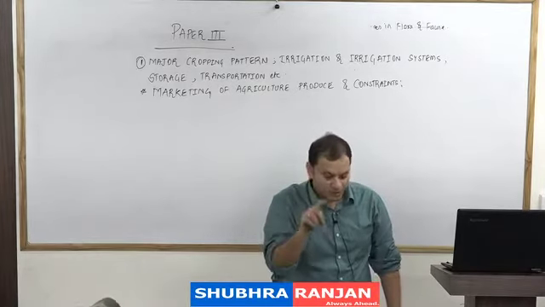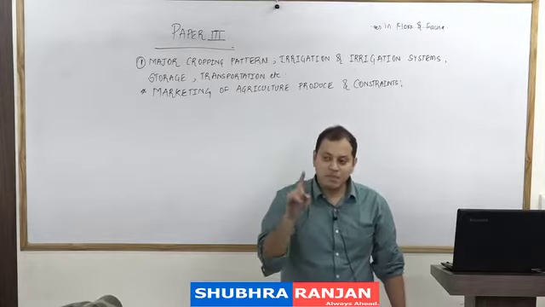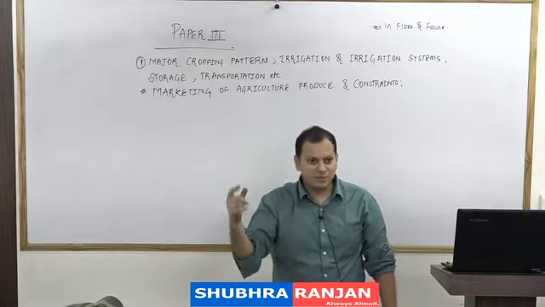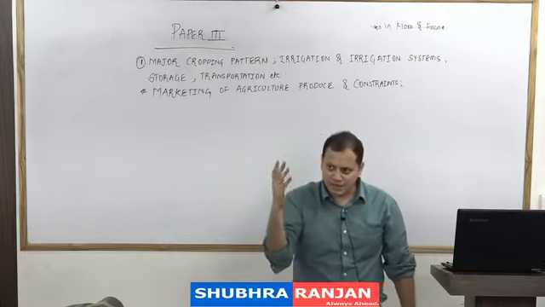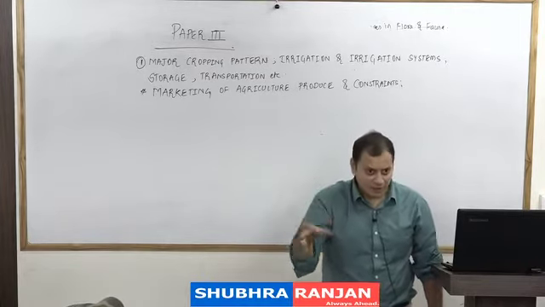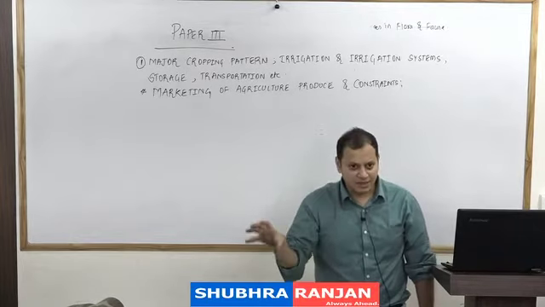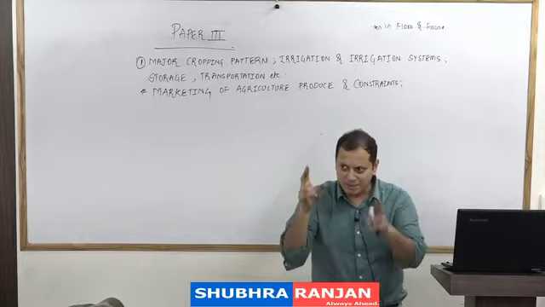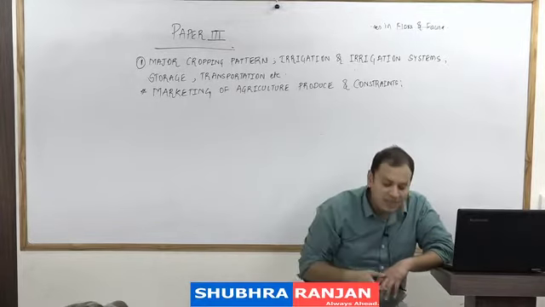But what is the good thing about this paper? This is the paper which gives you maximum marks in GS. Ask anyone who has written mains, their paper 3 score is very good, 118, 120, 121. Paper 1 score is somewhere between 90 to 100 or 100 to 110, depending upon geography or history optional. If you have those optionals, obviously your score will be more.